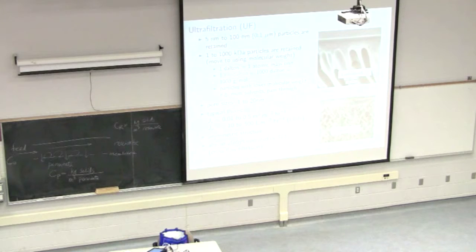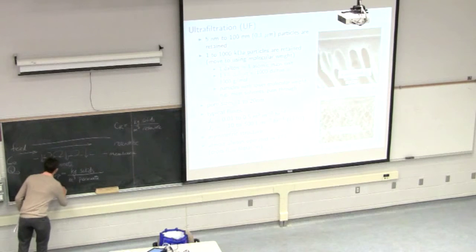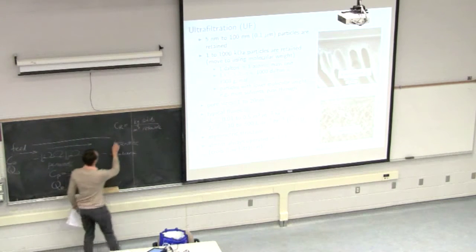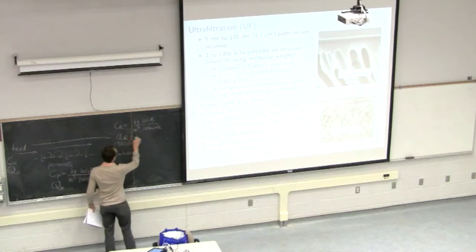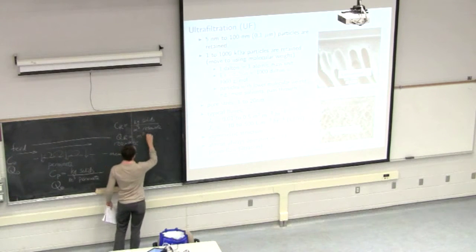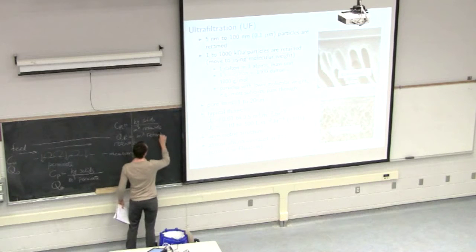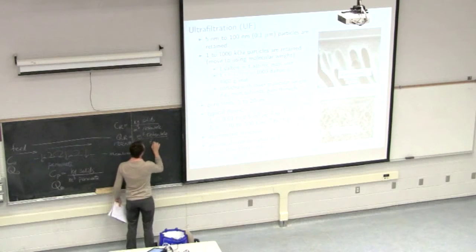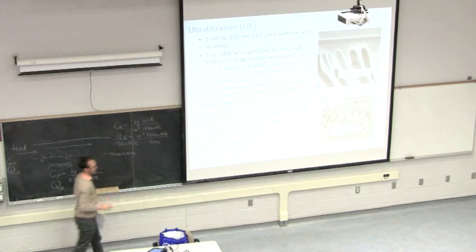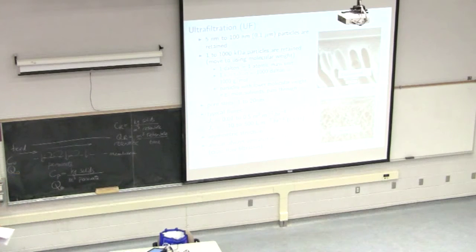So those are the concentrations. We also have flow rates, which we'll see coming up. We'll call these Q0, QP, and QR, volumetric flow rates. For example, QR would be meters cubed of retentate per unit time, so it's a volumetric flow rate. QP would be meters cubed of permeate per unit time.